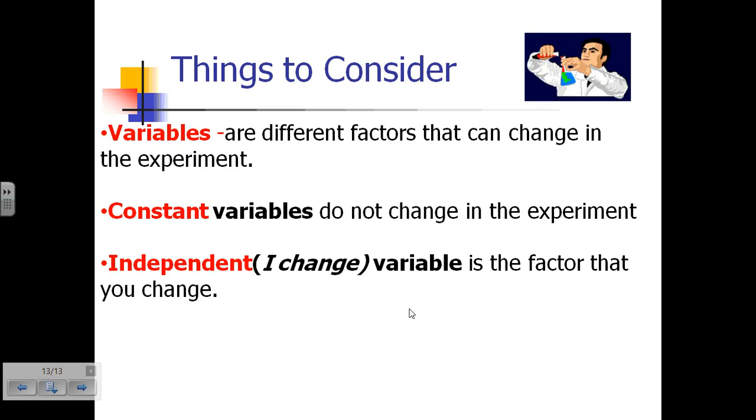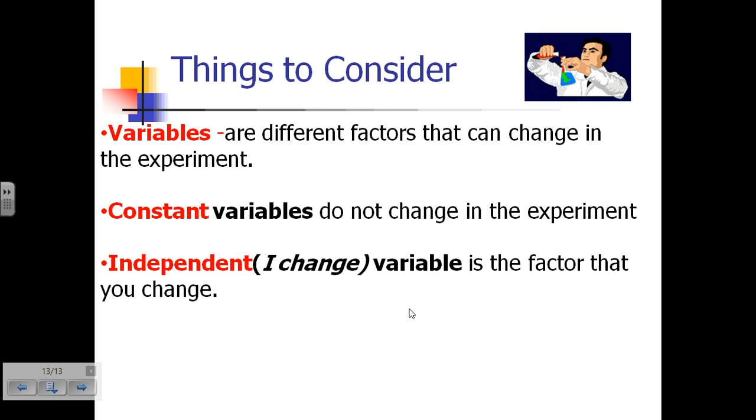Now, the other variable out there is called the independent variable. This is the I change variable. This is the thing that when you're conducting an experiment, you can control. You can change what you want to change in your variable. If I want to design an experiment to determine which jacket keeps me the warmest, then I change the different types of jacket material that I use. And that is what my independent variable is. It's the factor that you, the experimenter, change.